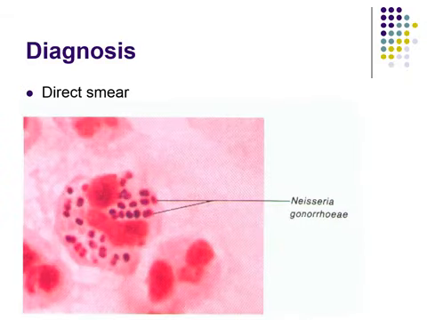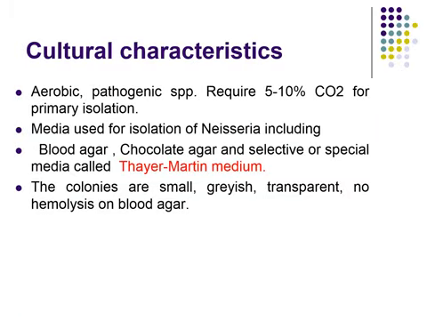Also, this slide shows a direct gram stain of Neisseria gonorrhoeae from urethral discharge. Direct urethral discharge by gram stain shows gram negative diplococci, kidney shaped, intracellular inside the polymorphonuclear cell.